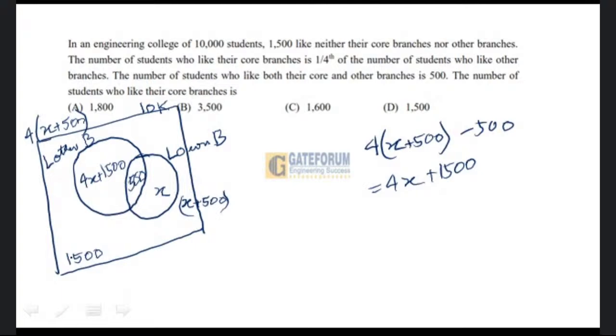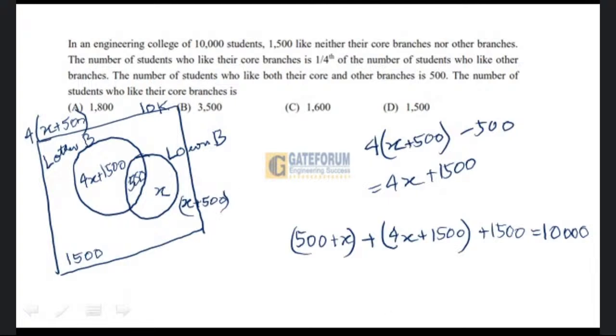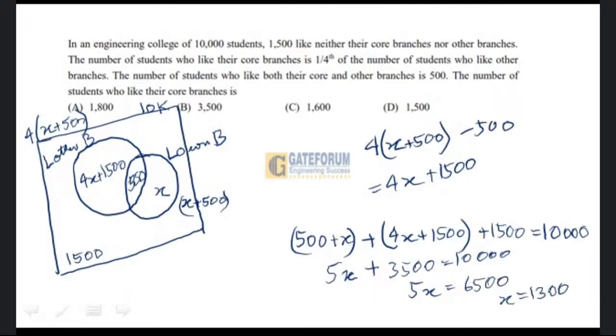Now you see, this whole circle is 500 plus x. This part is 4x plus 1500. And this, who like neither of them, is 1500. And the summation of them is 10,000, right? The total engineering students. So let us find this out. What happens? 5x plus 1500 plus 1500 is 3000. So 3500 is equal to 10,000. So 5x is equal to, subtraction of this, 6,500. So x is equal to 1,300.